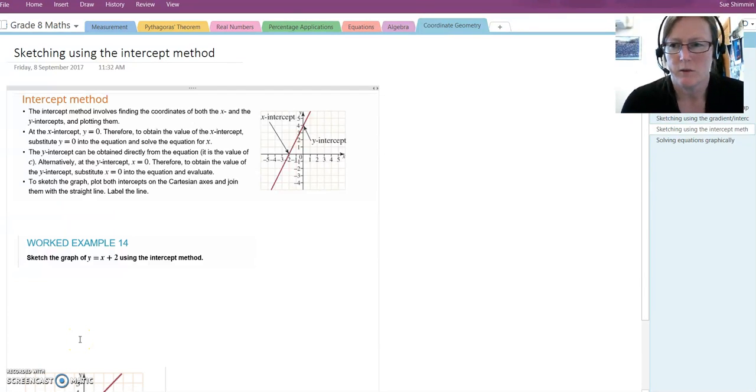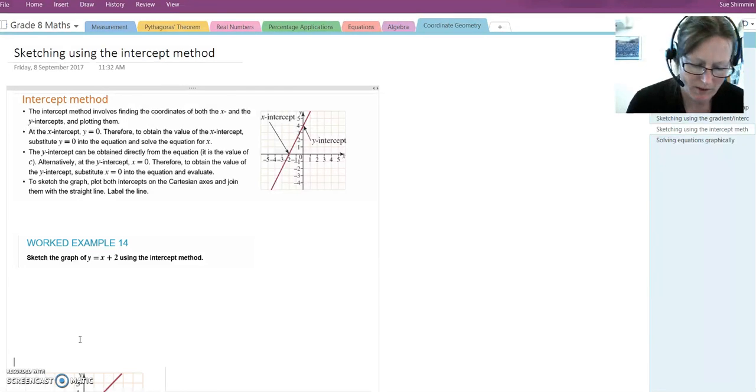Okay, there's a second way that we can sketch a linear graph, and this is using the intercept method, sometimes called the XY intercept method, sometimes called the 2-intercept method. What this method involves is finding the coordinates of both the X and the Y intercepts.